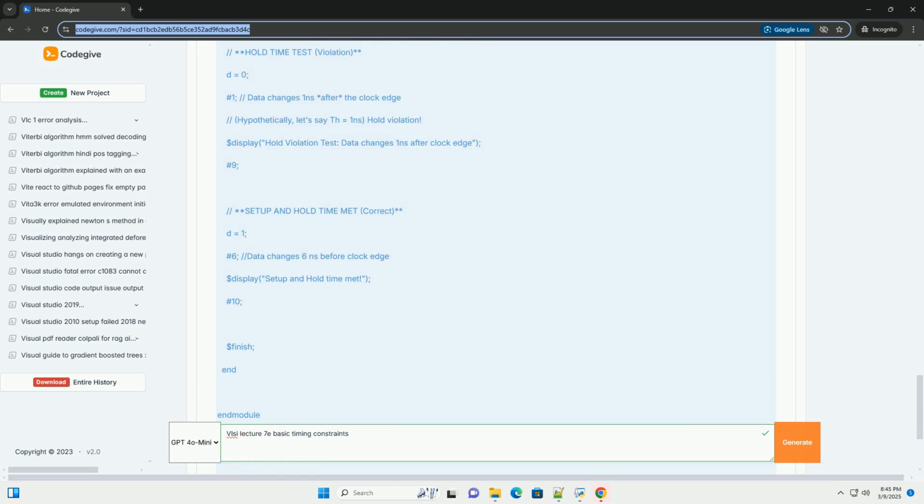1. Setup time, T_su or T_setup. Definition: The setup time is the minimum amount of time that the data signal must be stable before the active clock edge, rising or falling, depending on the flip-flop's design, for the data to be reliably captured by the flip-flop.